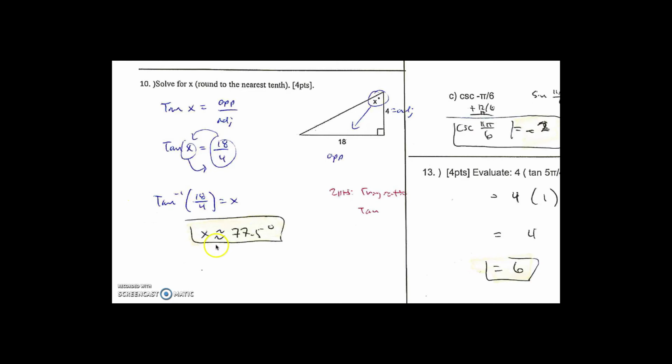You get 3 points out of 4. And then x is approximately 77.5 degrees. Remember, you got marked off. You don't have degrees there, and you should be rounding to the nearest tenth, which is 1 decimal place.